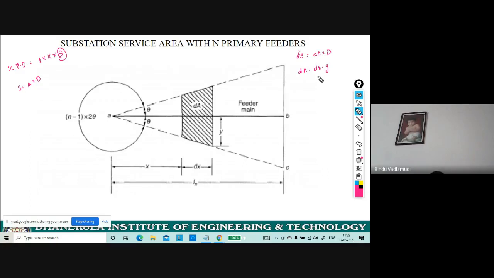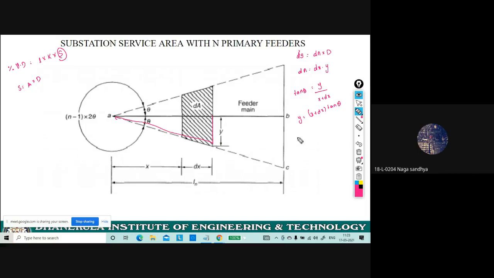From the triangle, can I write tan theta is equal to y by x plus dx? Consider this triangle. Tan theta is equal to the opposite side over the adjacent side. The opposite side is y, and the total length up to this section is x plus dx, or not? So from this, can I write y is equal to x plus dx into tan theta? Is it right? Yes, ma'am.